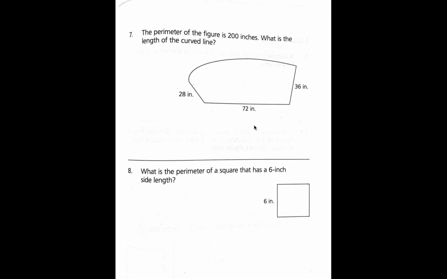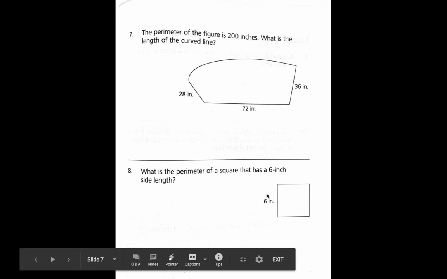So try that. For this one, what is the perimeter of a square that has 6-inch sides? Think about what we know about squares. If this side is 6 inches, then what are these sides? And we're looking for the perimeter, not the area, so the perimeter. And then you're going to do the first page of level 2. So number 1, 2, and 3.